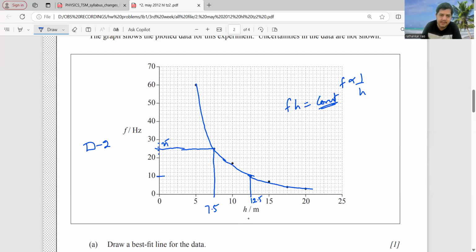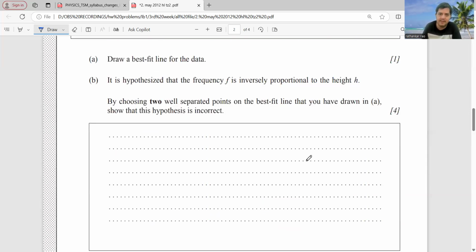So now what is f here? 7.5. 7.5 into, okay, I'll do one thing. I'll write it here itself. So it's for 4 marks. First one is selection of points and getting their coordinates properly. This will carry 1 mark.